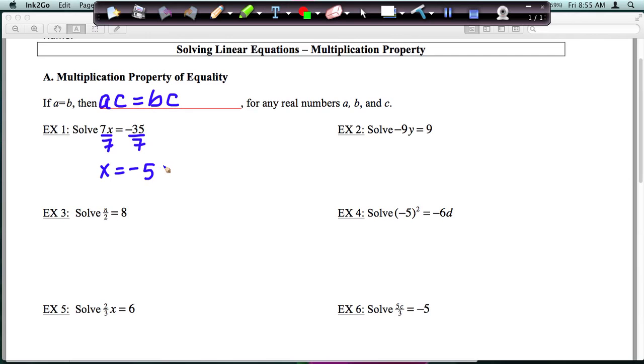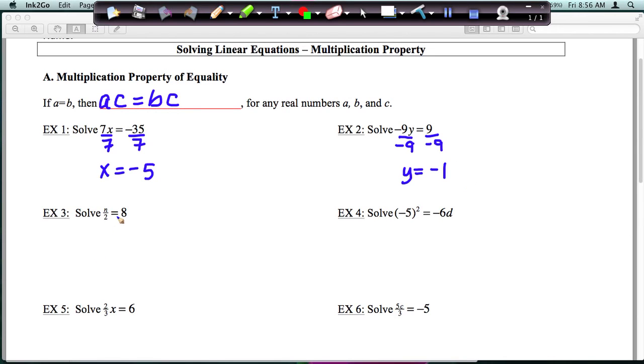So go ahead and pause this video and try the same thing with example 2. You want to solve for y. Okay, so to solve for y, this was multiplication again. The opposite of multiplication is division, so I'm going to divide both sides by negative 9. And you should have gotten y equals 9 divided by negative 9, which is negative 1. So just check your sign that you got a negative 1.